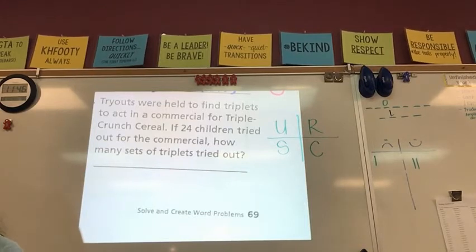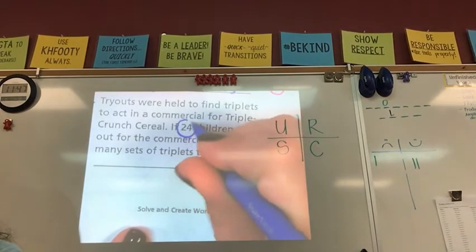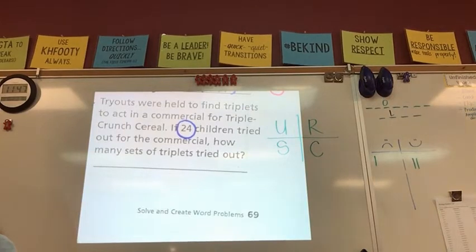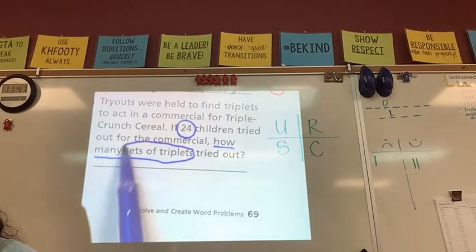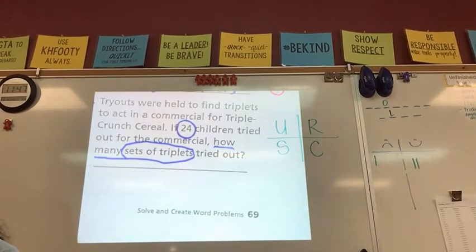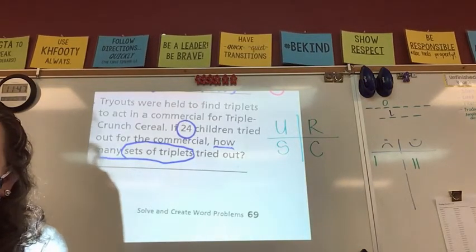Hot dog. Key information. What do I need to know? How many total people are there, Eli? 24 total. Total usually goes on top. And they're all groups of triplets. I want to figure out how many sets of triplets. That means what am I doing with my total? Splitting it up into groups of 3.